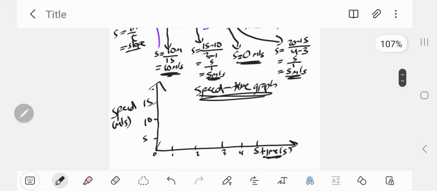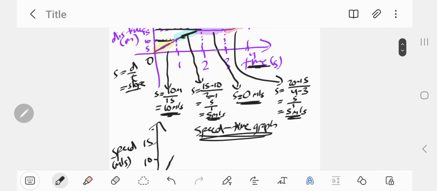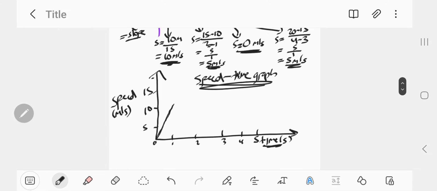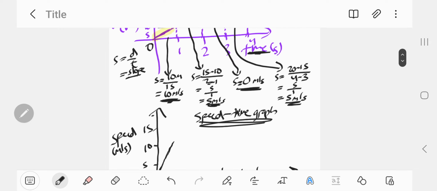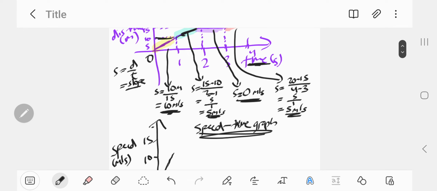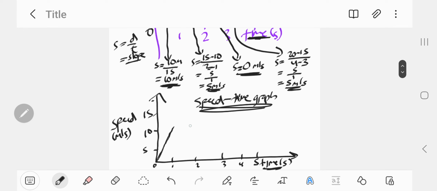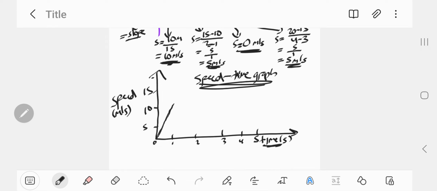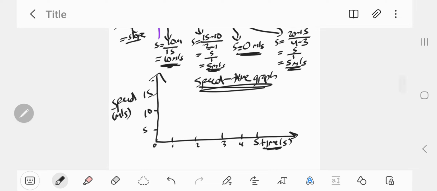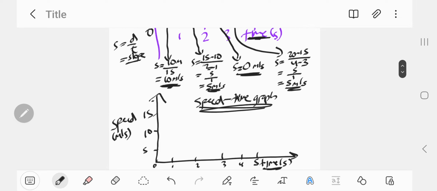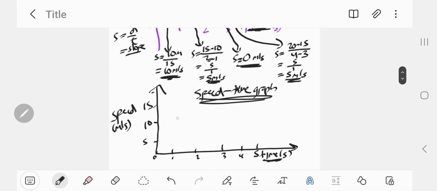So 10, I'm going to draw a line like this, 45 degrees roughly. That's the first segment. Second segment, it's going at 5 meters per second. Okay, so it drops. And that occurs between 1 and 2 seconds. So the line drops down. Whoops, my bad. My apologies. No, that's not how you do it. 10 meters per second. Sorry, that's constant speed. Constant means in this case, it's a flat line.